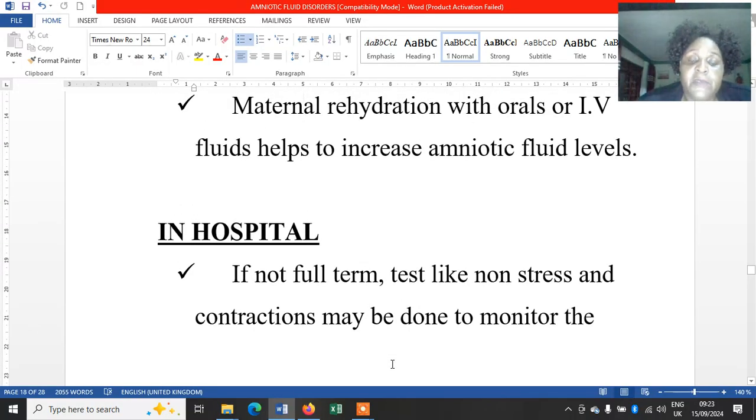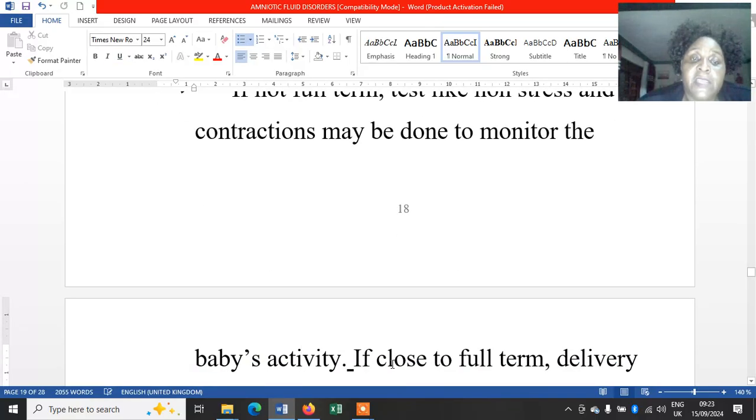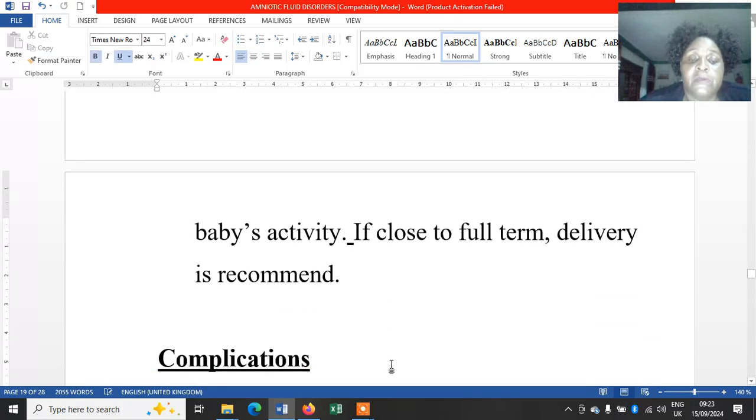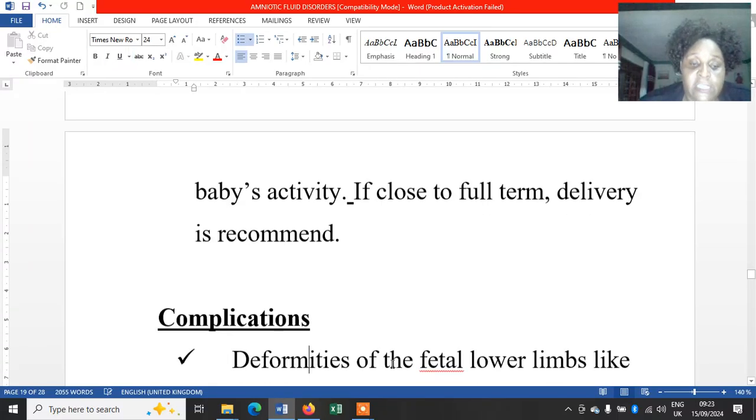So when this mother reaches hospital, of course, tests like non-stress tests will be done in order to rule out the cause of oligohydramnios. Examination to see whether this mother is having any contractions may be done, and if there are any contractions, monitor the baby's activities. If this mother is at full term, go ahead to carry out the first, second, and third stage.